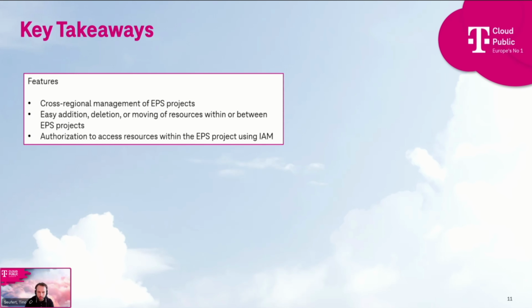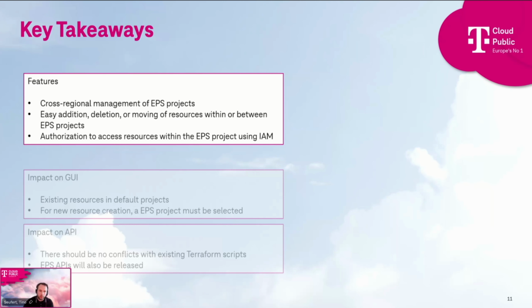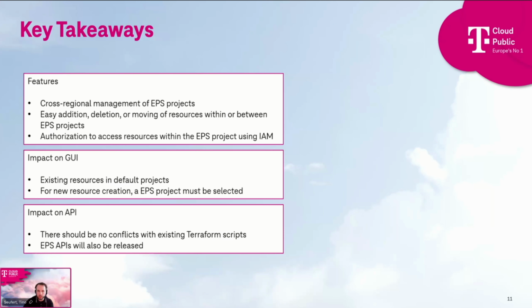So let me wrap up. What are some key takeaways you should take with you? EPS is a service for cross-regional projects. You can easily add, delete, or move resources out of a project, and you give permissions to these resources inside the project with ERM. On the GUI side, you will get a new section for resource creation, where you need to select an EPS project. On the API side, it's optional, so there should not be any conflict with existing Terraform scripts. Of course, there are APIs for EPS which are released in core, so it's not only a UI service.